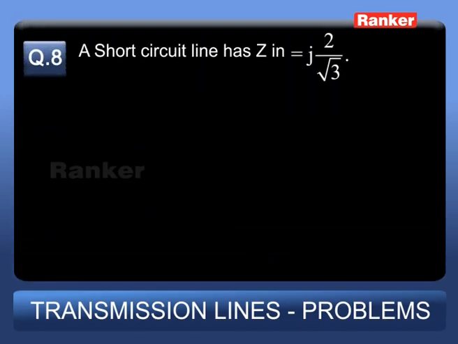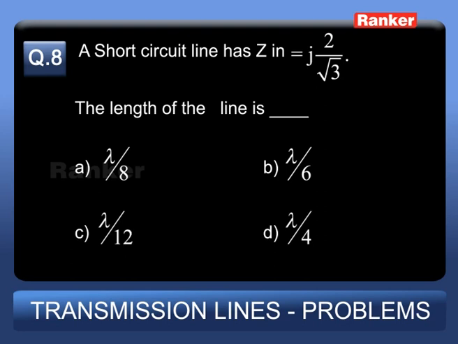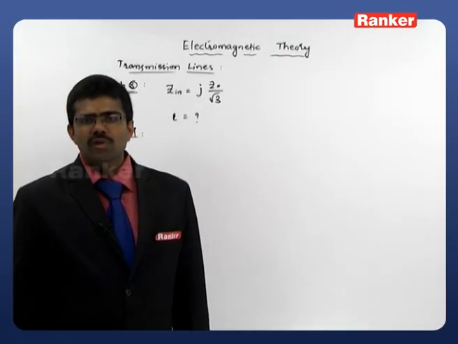Problem 8. A short circuit line has Zin equal to jZ0 by root 3. The length of the line is: option A, lambda by 8; option B, lambda by 6; option C, lambda by 12; and option D, lambda by 4. Now observe what is the problem given to us.